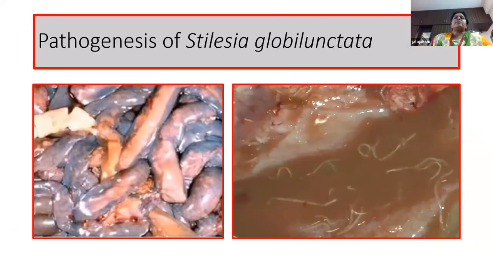So this slide shows the pathogenesis caused by Stilesia globipunctata. The scolex of immature worms mainly penetrates the intestinal mucous membrane of sheep and goats and forms nodules, causing the disease nodular taeniasis, or sometimes sheep measles as it is called, with proliferative inflammation, cellular infiltration and epithelial desquamation as shown in the figures. So this is the pathogenesis caused by Stilesia globipunctata in case of sheep.